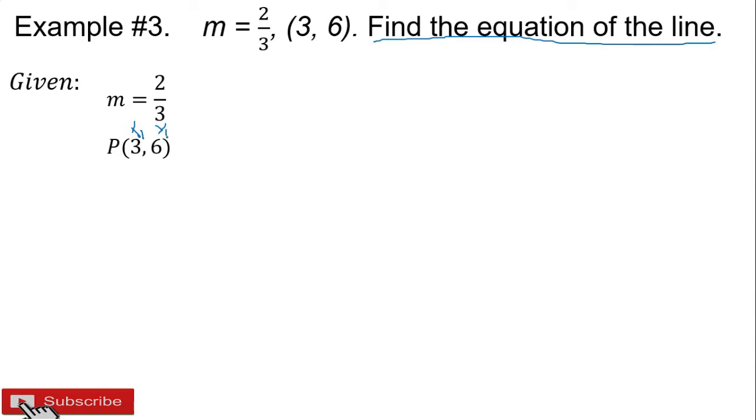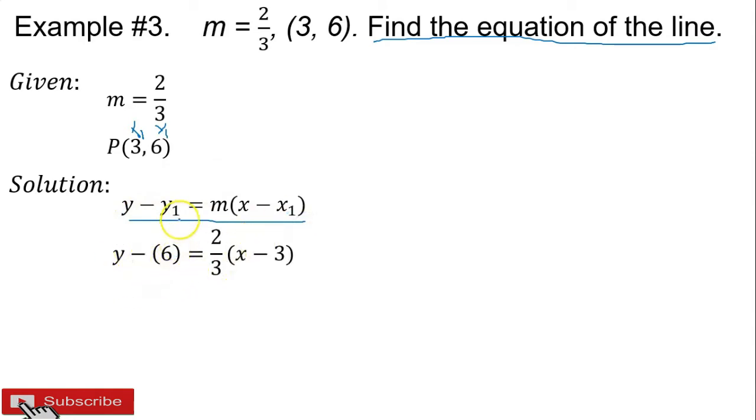So, same process. Gagawin nyo is, substitute nyo lang yung value ng y sub 1, value ng m, at saka value ng x sub 1 dito sa formula na ito. Okay? So, next is, we have y minus, y sub 1 natin is 6, is equal to, ang m natin is 2/3, times the quantity x, minus, ang x sub 1 natin ay 3. Simplify natin, we have y minus 6, is equal to 2/3 times x, that is 2/3 x, and then 2/3 times negative 3, that is equal to negative 2.